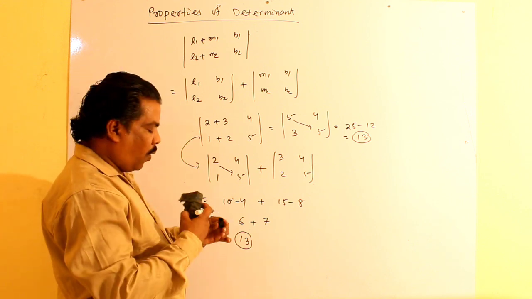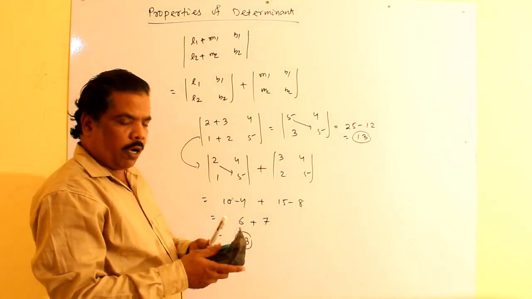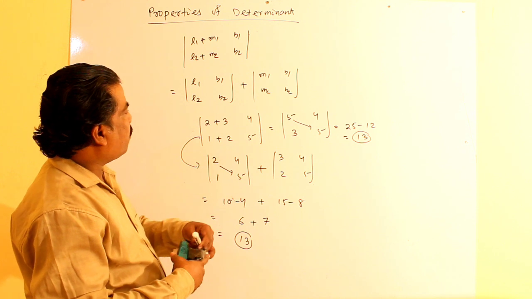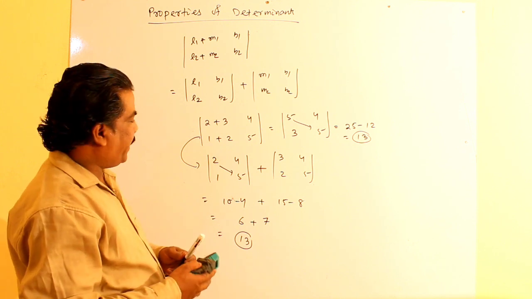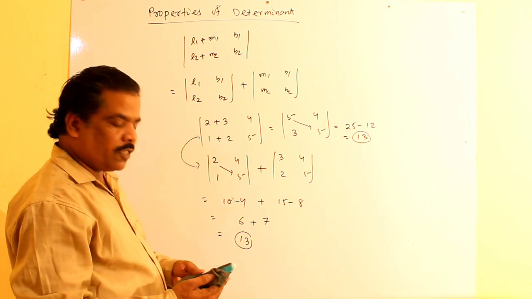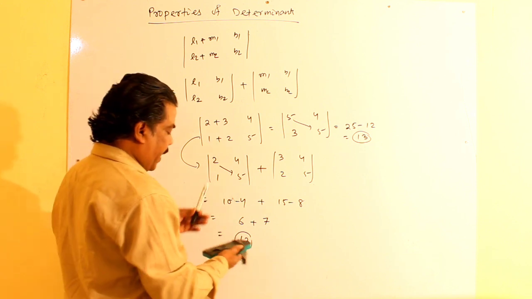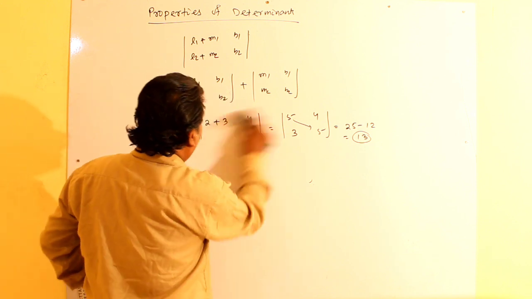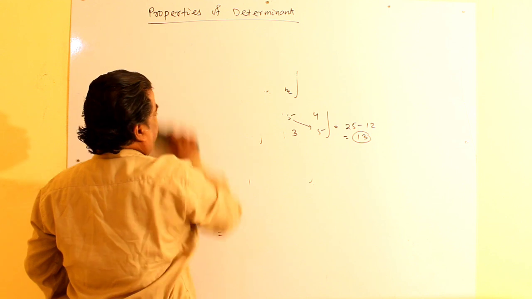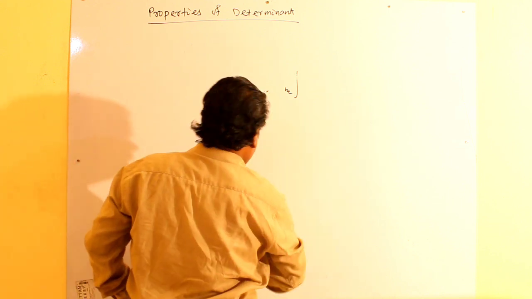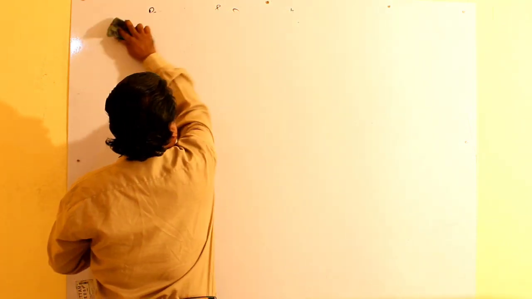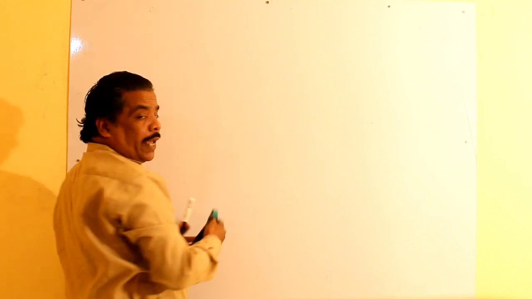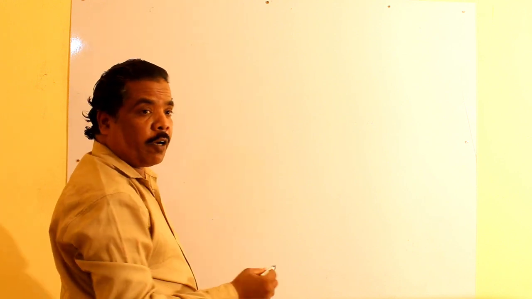Now if all the elements of any row or column consist of two or more terms, then the determinant is expanded as two or more determinants. If all the elements of any row or column consist of two or more terms, then the determinant is also expanded as two or more determinants.